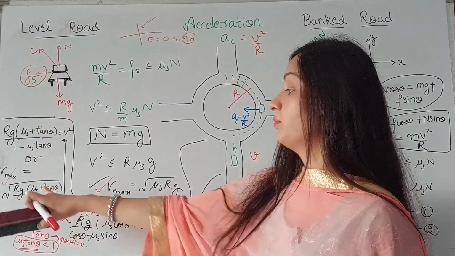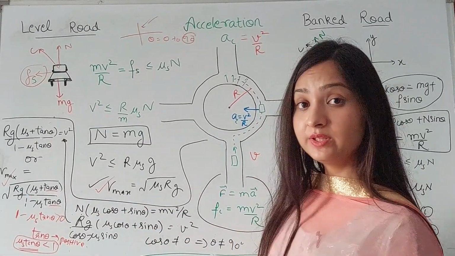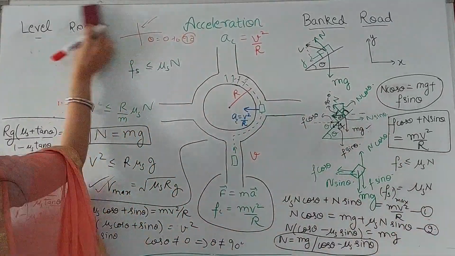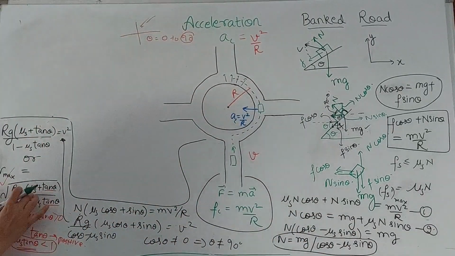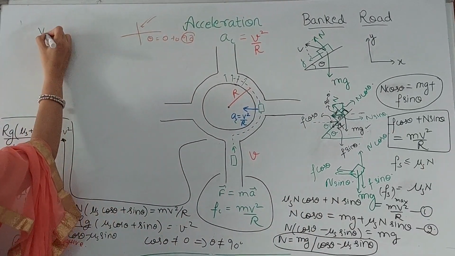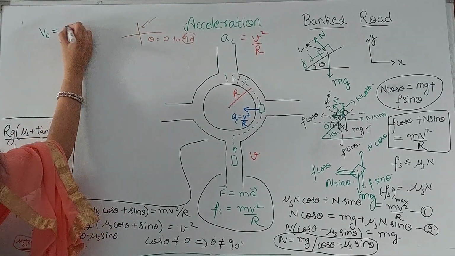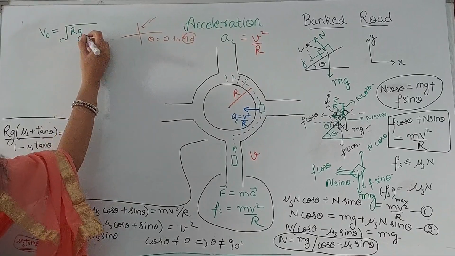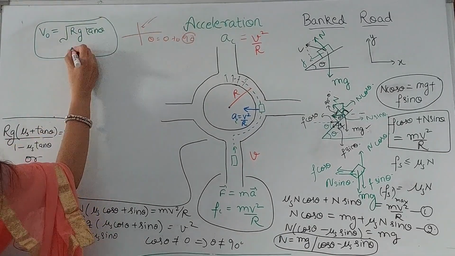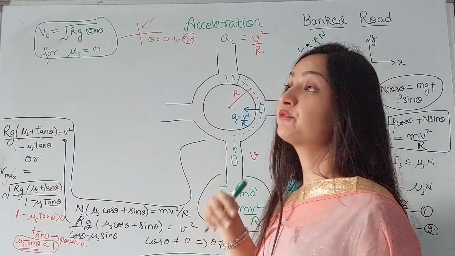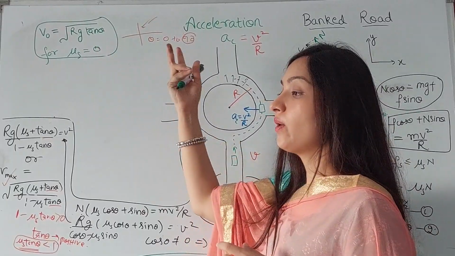Now what if mu s is 0, the coefficient of static friction? Then what will be the case? Let me erase this. That is, if I put mu s equal to 0 here, I will be getting a velocity, say v naught, wherein this will be equal to square root of rg tan theta, simply this. Which means that if you are driving your car at this speed, the frictional force is not required to provide the necessary centripetal force.